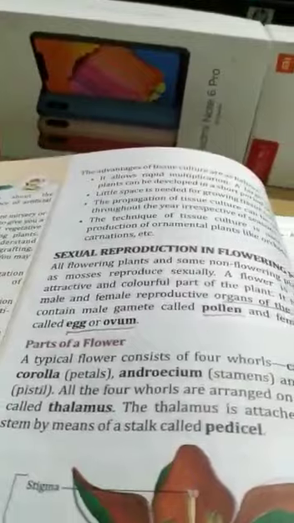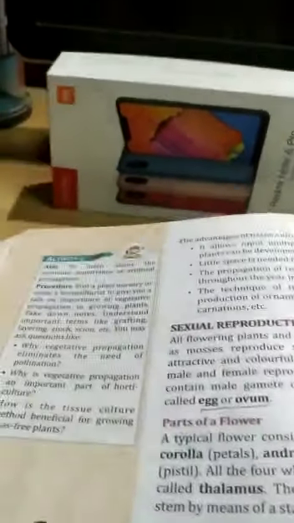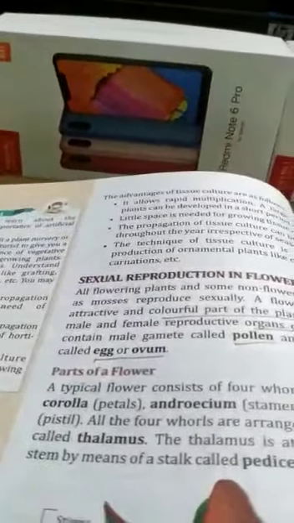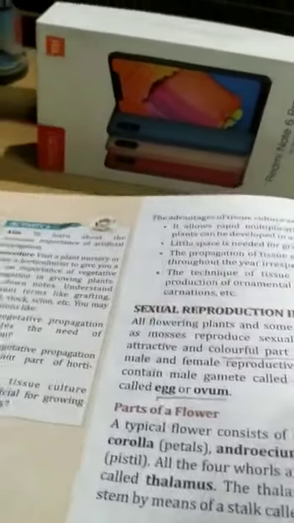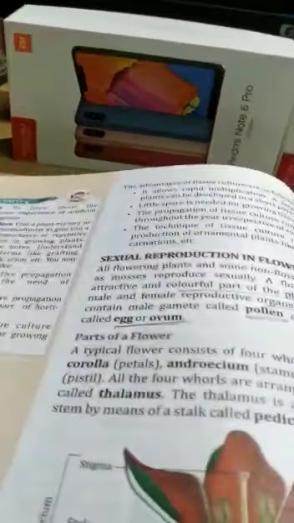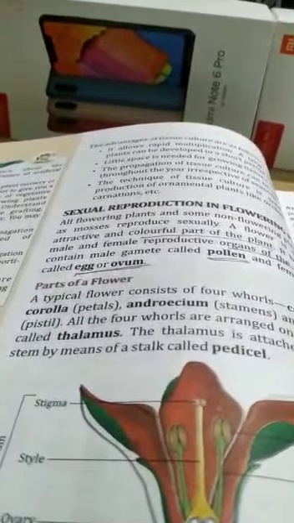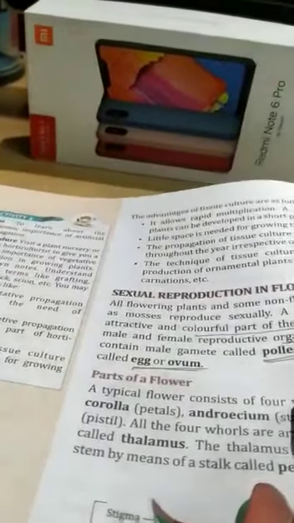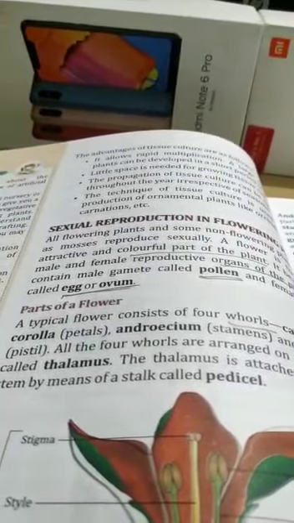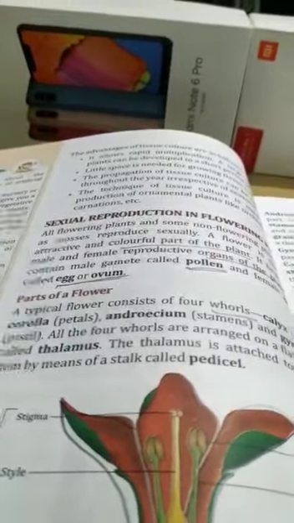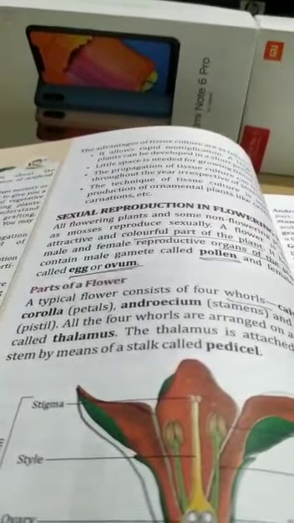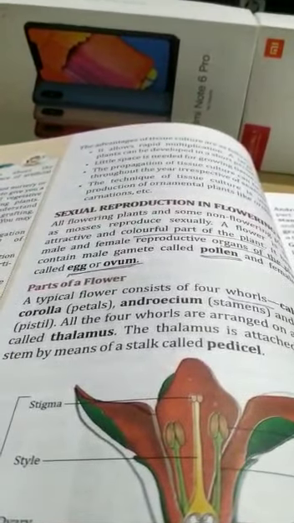A flower is the reproductive colorful part of a plant, and it consists of male and female gametes. The male gamete is pollen and the female gamete is egg or ovum. A flower consists of 4 whorls. Whorls means the structure of the flower which is arranged in a circular form. So the 4 whorls of a flower are calyx, corolla, androecium and gynoecium.